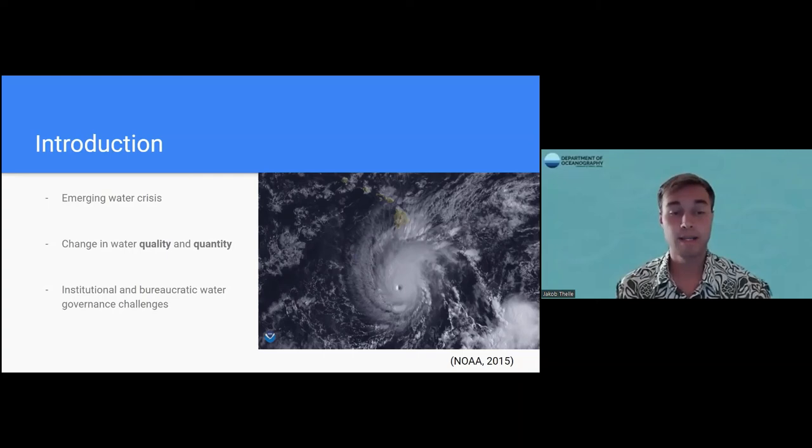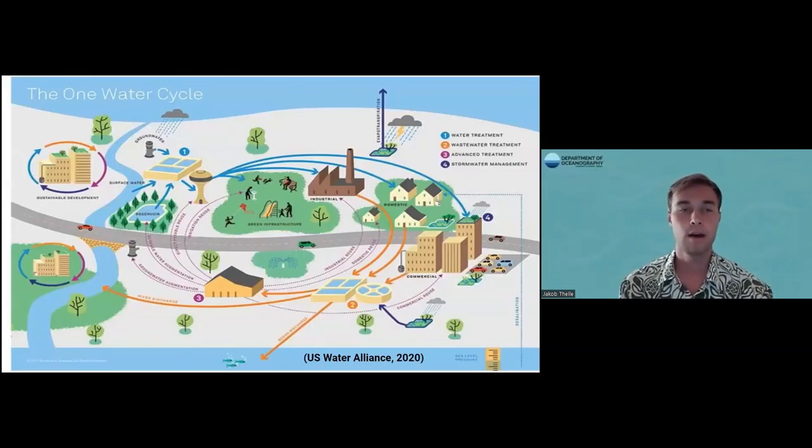So there are some by-design institutional and bureaucratic water governance challenges. I will go into more detail later, but these are silos that shape how we are managing water in a more isolated fashion. To deal with all these challenges facing water resources, we have the proposed solution, which is the One Water cycle.